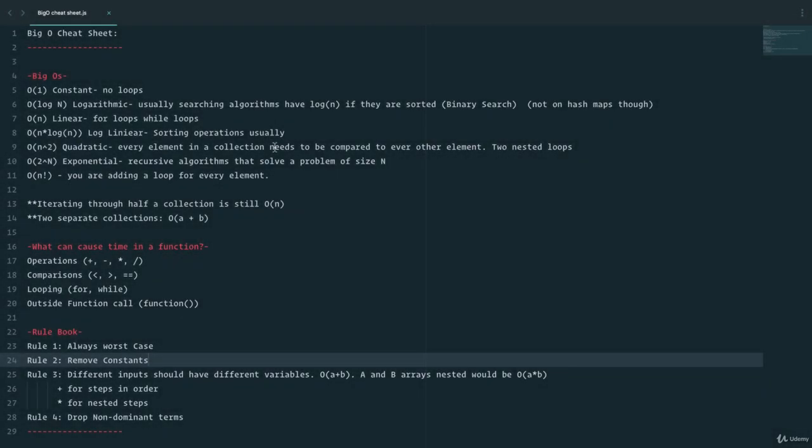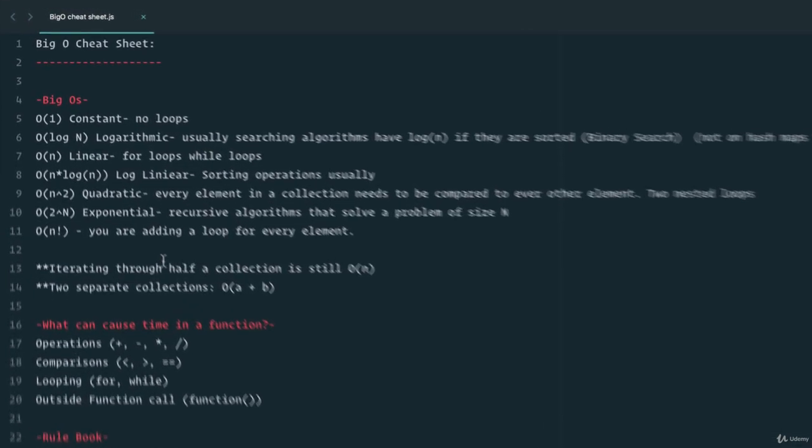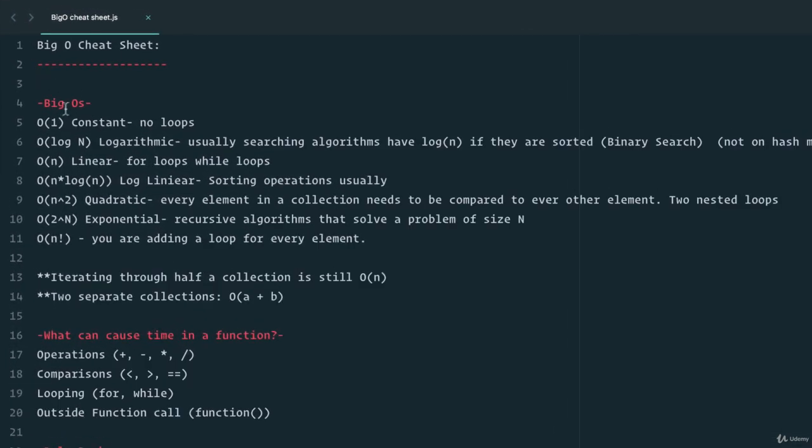Now, I've created for you a nice Big O cheat sheet. Although we've taken a lot of time to go through everything, at the end of the day, when it comes to preparing for an interview, this is pretty much all you need to know. And you can use this to review some of the topics we've covered, as well as what we're going to cover for future sections. We see here that the Big O's are mainly these ones over here.